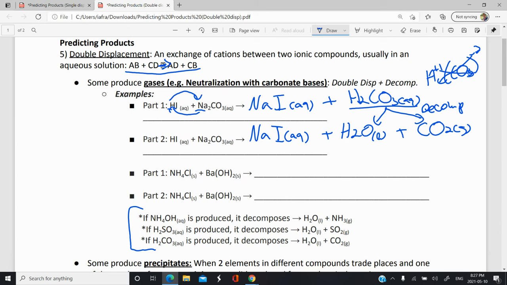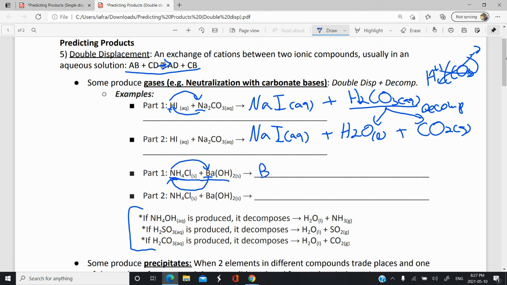So let's try another example here. We have NH4Cl, solid, reacting with barium hydroxide, solid. Now I know I said most times these happen in aqueous solutions, but you can have some exceptions where you have the reaction happen as solids as well. So let's do part one over here. We're going to do our switching. So our cations are going to switch spots. NH4 and Ba will switch spots. So NH4 will go with the OH and Ba will go with the Cl.